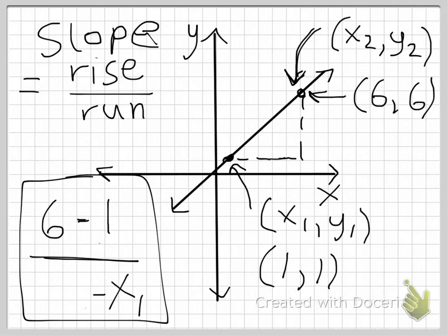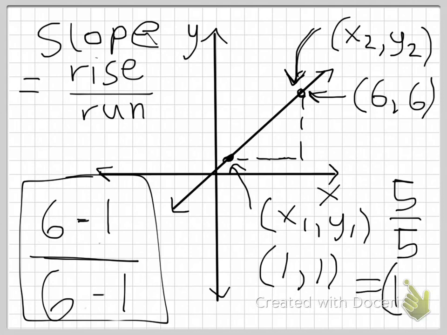x2 is 6. x1 is 1. So that's our slope. Well, if we simplify that, we get 5 over 5, which equals 1. So the slope of our 2 points is 1.